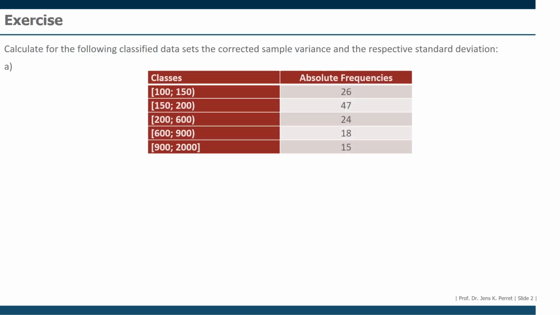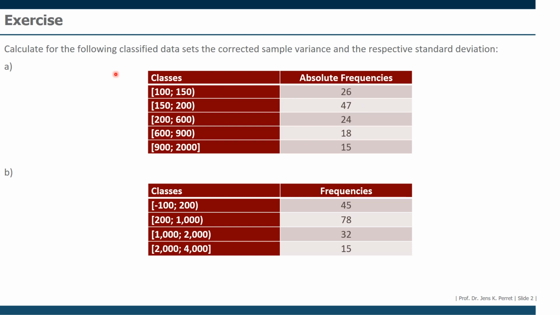So here I have the following two data sets. They're just without any information what is measured, so we simply go on with just using the numbers or absolute frequencies we have. And our task is to calculate the corrected sample variance and the respective standard deviation. So let's start with the first one.